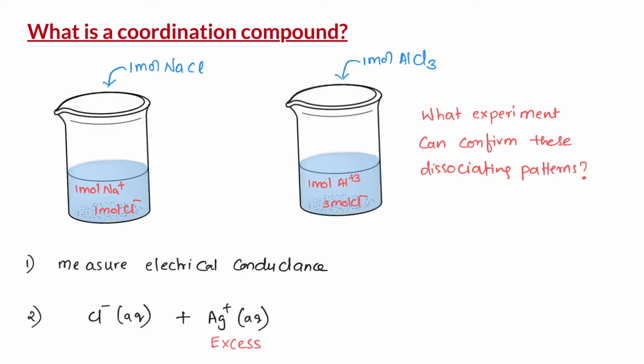The second way to do this is we can precipitate all the Cl- ions by adding excess of Ag+ ions. And then we quantify the amount of silver chloride formed. Based on the number of moles of silver chloride precipitated, we can calculate the number of moles of Cl- ions present in the solution.